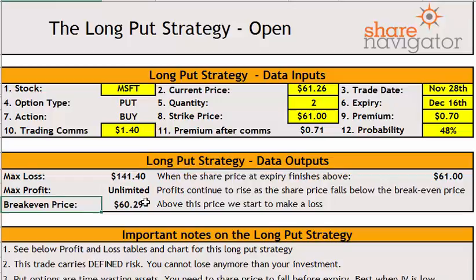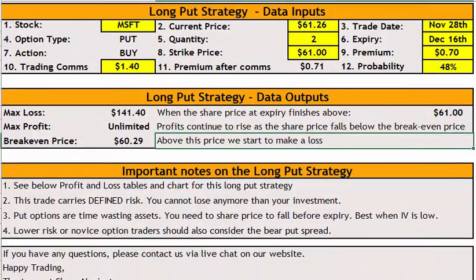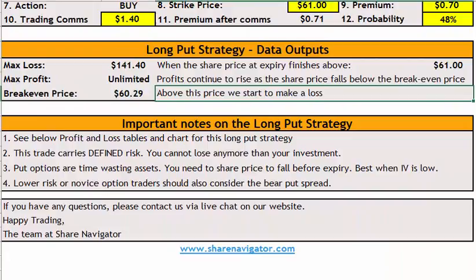And our break-even price is $60.29. That's simply equal to your strike price minus the net cost of what you've paid out for the put option. Above that price, we make a loss. Below that price, we start to make a profit. So we've included some important notes here in the trade.